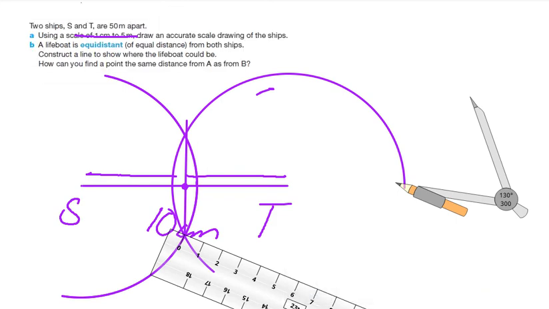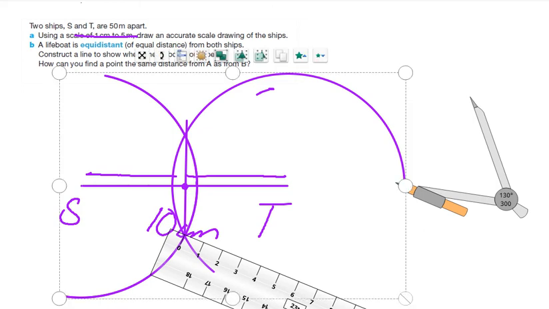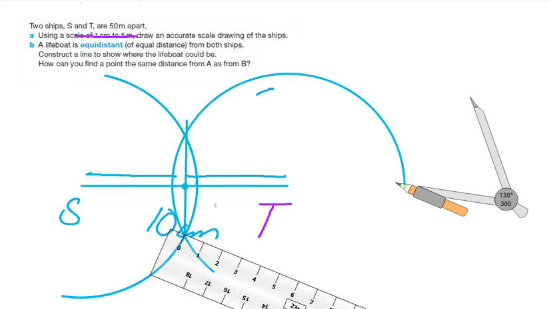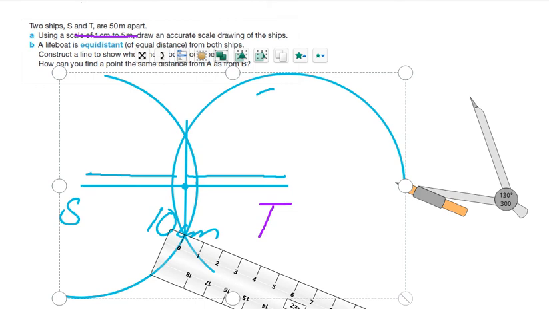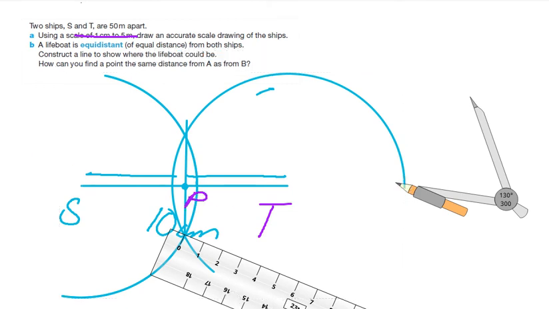So as you can see, they want you to draw a line that we have already drawn over here to show where the lifeboat could be. So here there will be the lifeboat, and how can you find a point the same distance from A as from B? So this is the point. You may label it as P or B, whatever you want to say. Alright, so in this way you can draw perpendicular bisectors of any line.